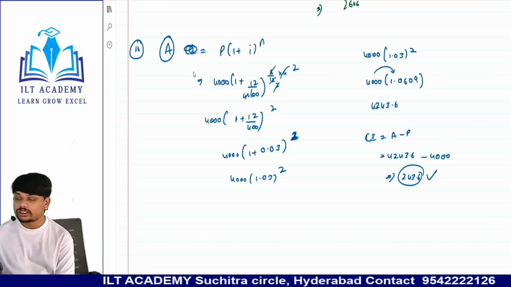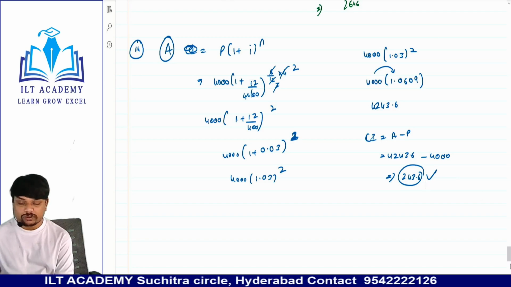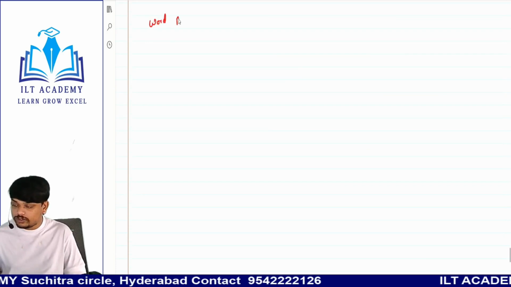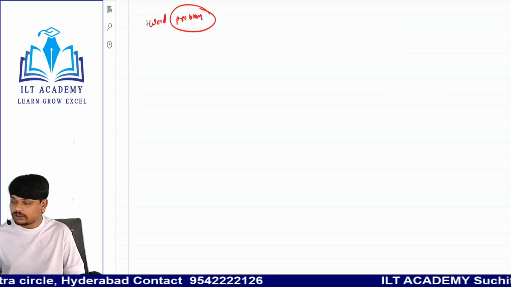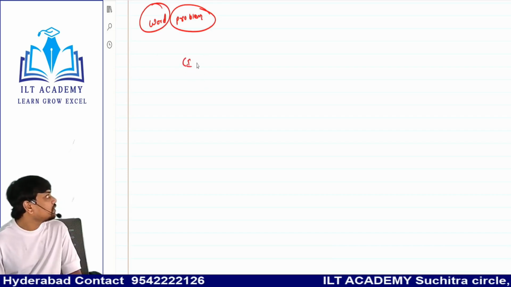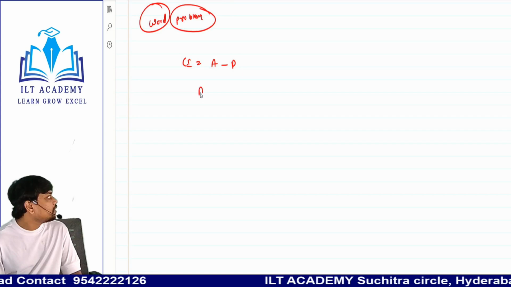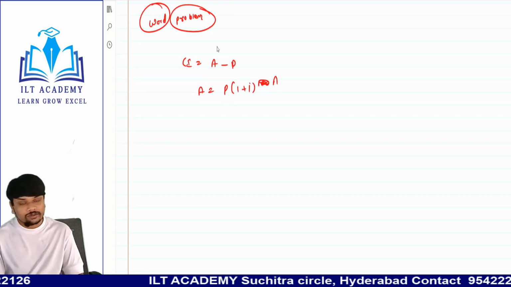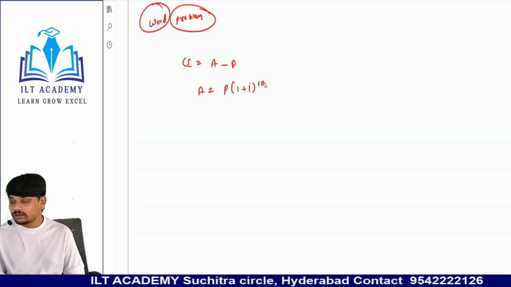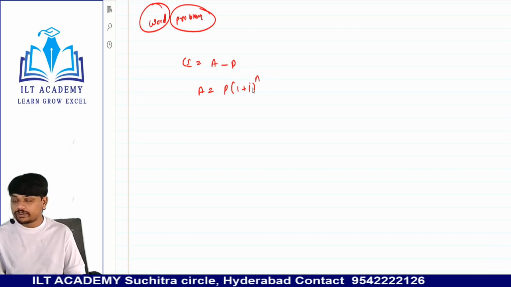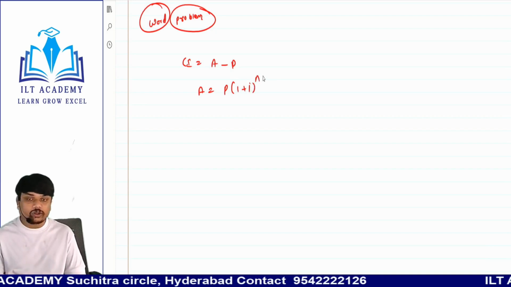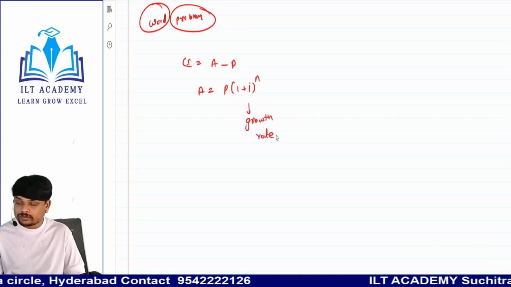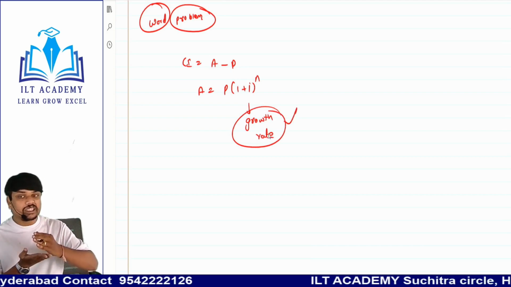Now let us focus on these word problems. Before doing word problems, I want to explain you a small theory. Now how does the compound interest work? Compound interest is equal to amount minus principal, whereas amount is equal to P into 1 plus I whole power n. This is the way. So now what is this I going to represent? I is going to represent as what? Growth rate. Clear? So how the principal is going to grow?